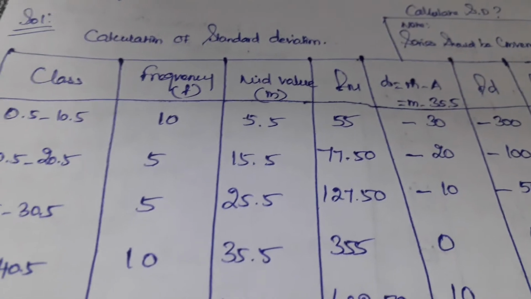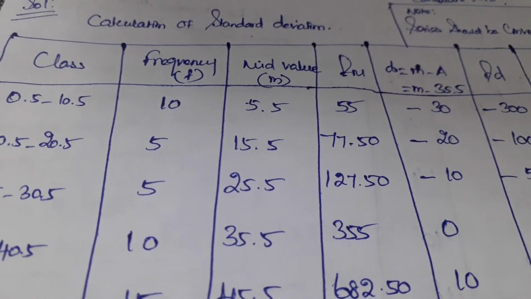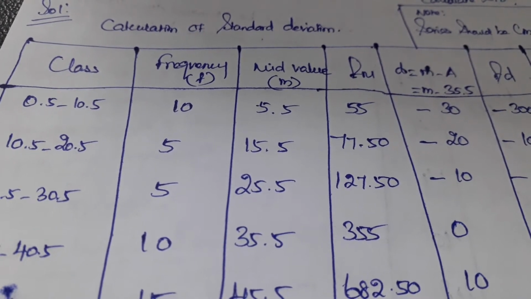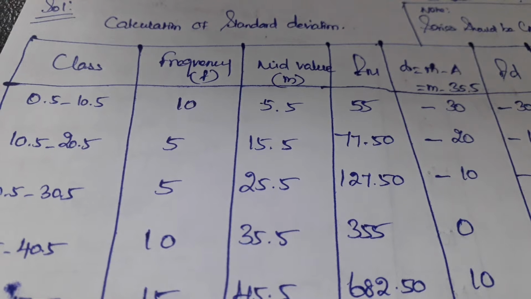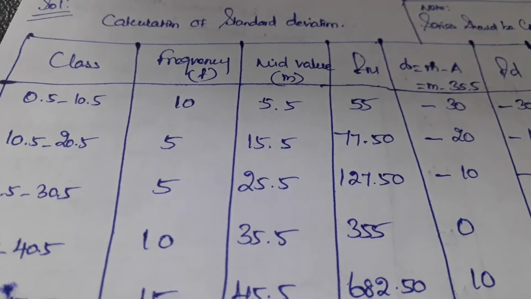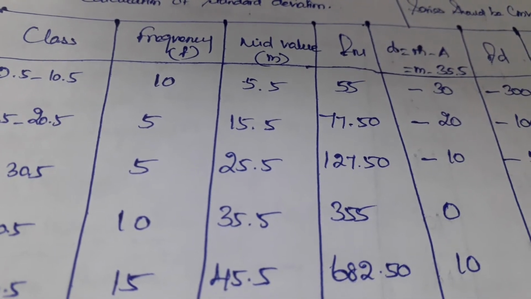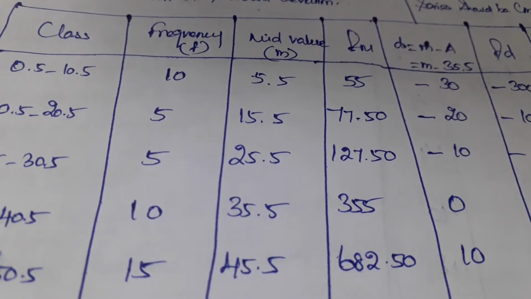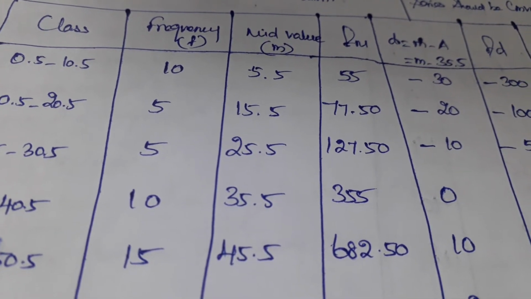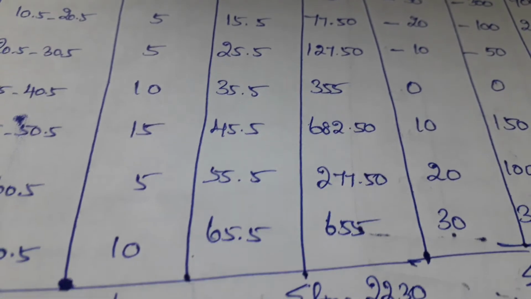Then we need to find out the mid value. We know how to calculate a mid value, right? Take the first class interval, that is 0.5 to 10.5. If we add both, we get 11. Then we divide by 2, we get 5.5. The first value is 5.5, and the class interval width is 10, so just add 10 for every value: 5.5, 15.5, 25.5 and so on.